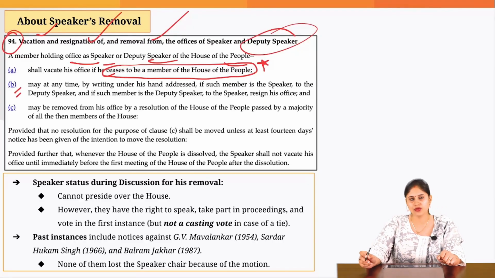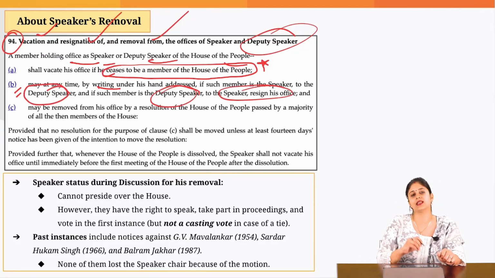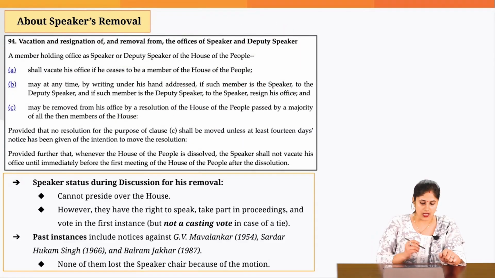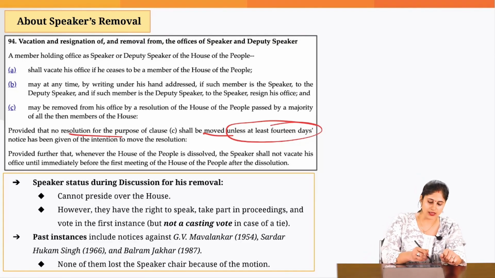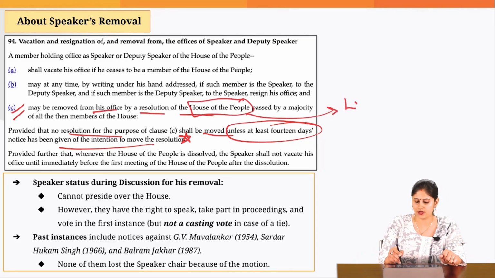And if the speaker has to resign, he has to give it in writing to whom? To the deputy speaker. And if the deputy speaker has to resign, he has to give that resignation in writing to the speaker. Now, when it comes to the removal of speaker, a resolution needs to be introduced in the house, and that resolution can be introduced only after giving a 14 days notice that we have this intention of moving this particular resolution. And they would be removed from the office by the resolution of House of People. House of People is basically your Lok Sabha.